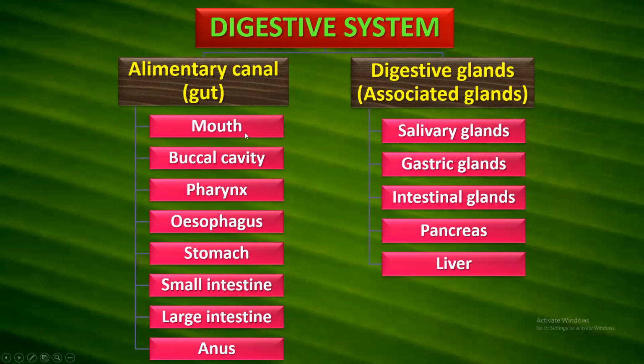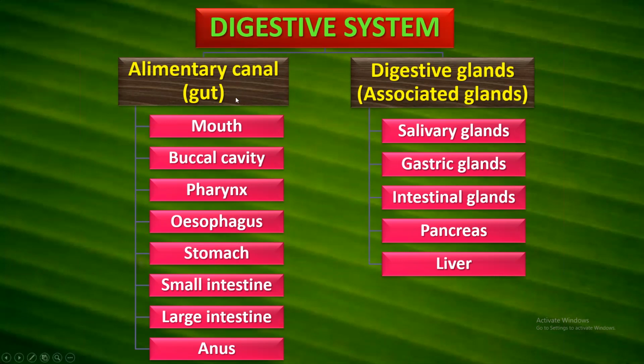So we have two openings. That means the human digestive system has two openings, the mouth and the anus. When the digestive system has two openings, such a digestive system is called a complete digestive system. In some organisms, the digestive system has only one opening; such a system is called an incomplete digestive system. So the human digestive system is a complete digestive system.